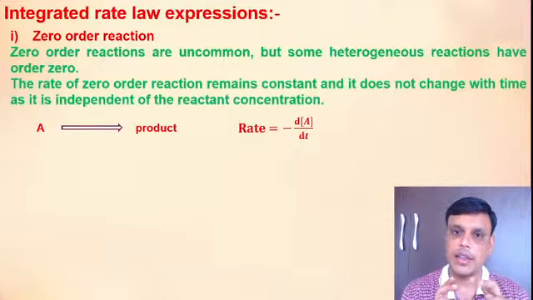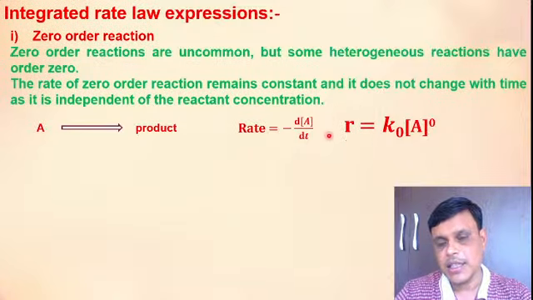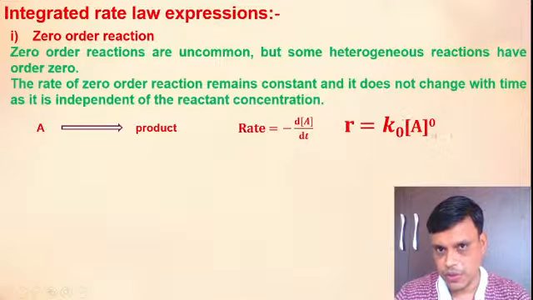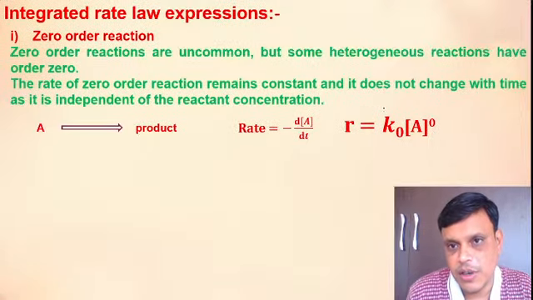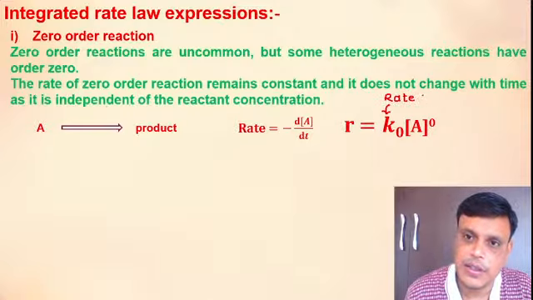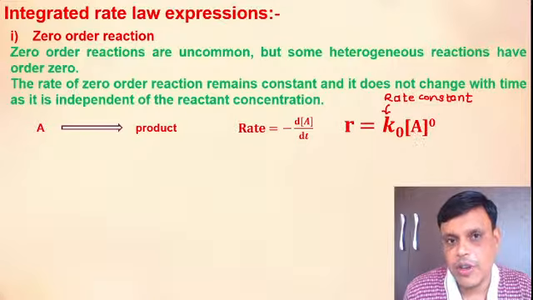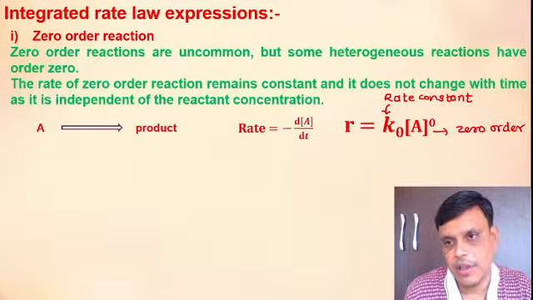And in another form, the rate law, how will you write it? Rate, indicated by small r, is equal to K0 [A]^0. What is this K0? K0 is the rate constant for zero order reactions. K0 indicates the rate constant for zero order reactions, and [A]^0 indicates it is a zero order reaction.